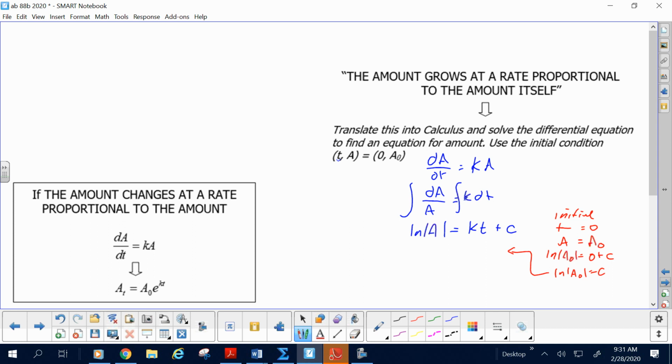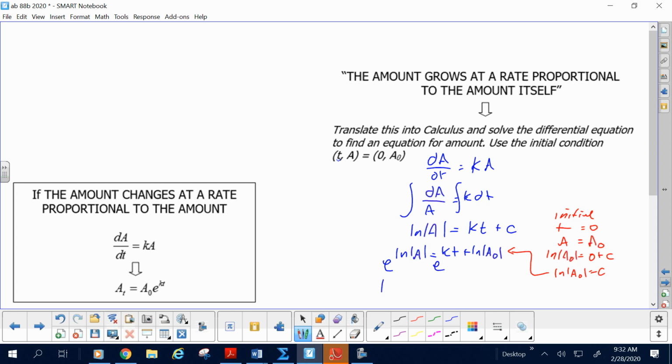Back to the equation we go. Natural log of the absolute value of A equals KT plus natural log of the absolute value of A initial. And I put my C in. You follow? Now I want an amount equation, so I'm going to solve for A. What should I do first? Exponentiate. When I exponentiate the right side, is it exponentiate each or exponentiate all?